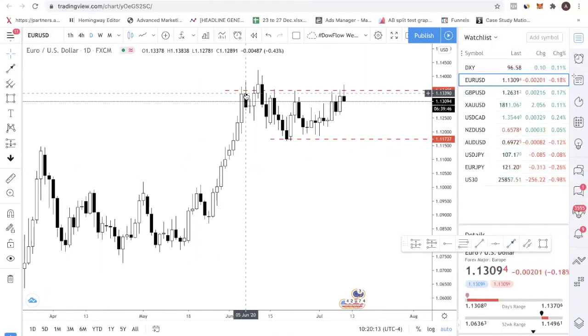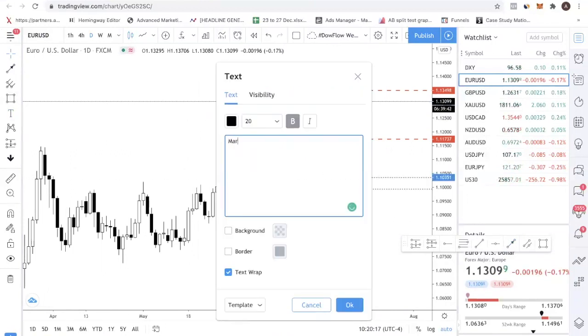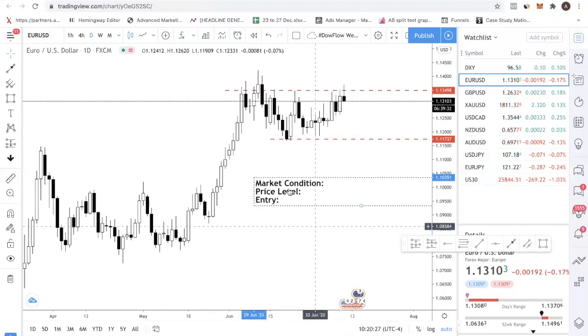If you read the MPE strategy, just a quick recap. M stands for market condition, the next E stands for price level, and the last E stands for entry. Okay, so let's just go through each of these here.